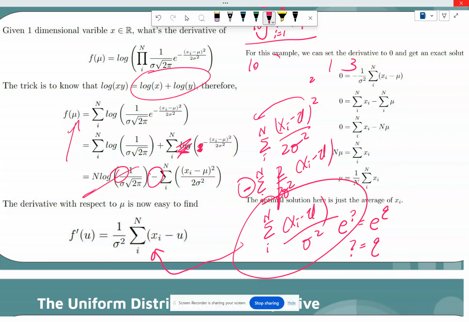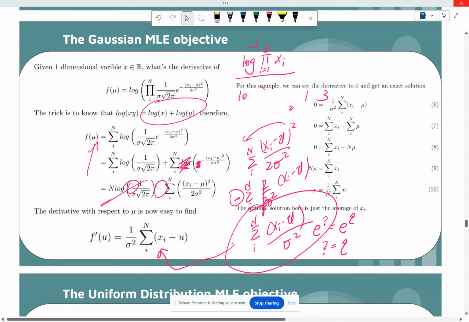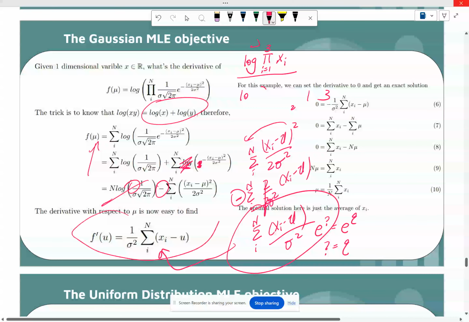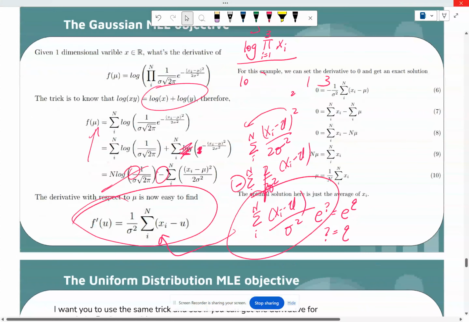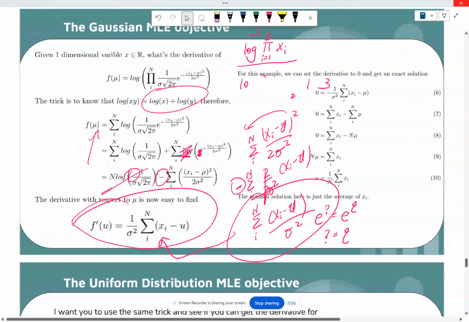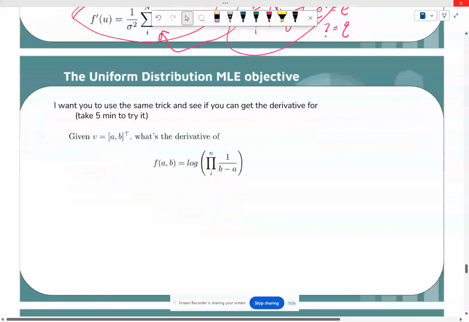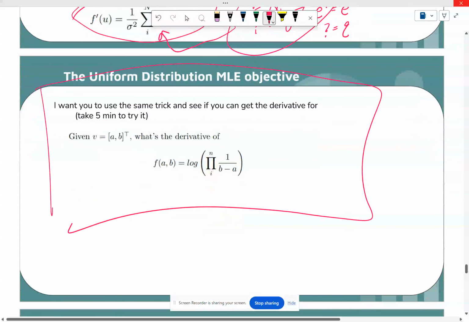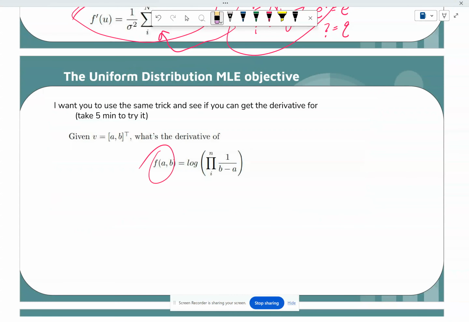So taking the derivative of these is not hard. And this is also special because later on you'll see that you can also set a derivative to 0. Functions where you can set a derivative to 0 make your life a lot easier for a lot of reasons. Okay, so the next one we're going to go over is called the uniform distribution. But this time, you're going to try it. You want to find the derivative with respect to A and with respect to B. Okay, pause the video, and we're going to move on.